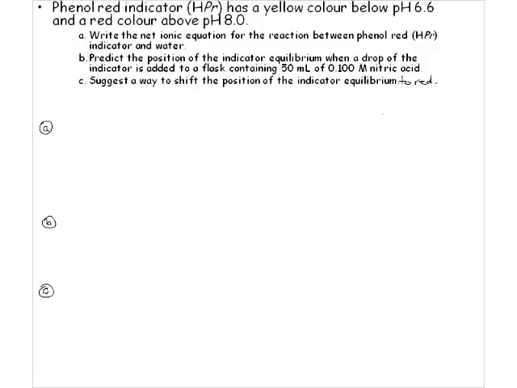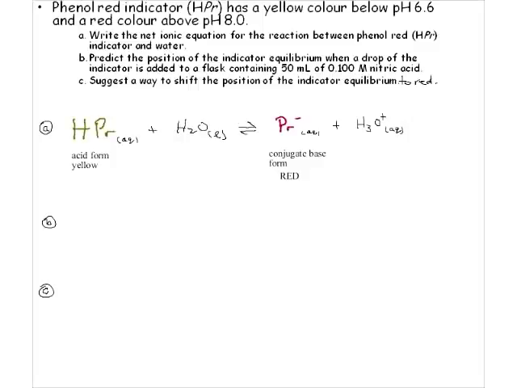All right, so what we're going to do is simply the Bronsted-Lowry equation for that weak acid. And we're saying HPR is in the acid form, it's yellow, it reacts with water, releases its hydrogen to produce the basic form, which is PR minus, and that's going to be red, and the H3O plus. Okay, part B says, predict the position of the indicator equilibrium when a single drop of indicator is added to a container of nitric acid.